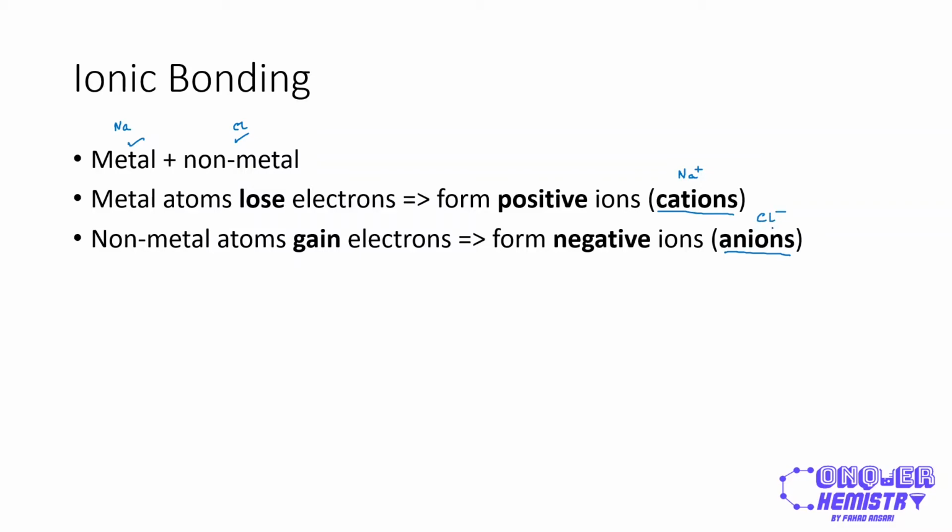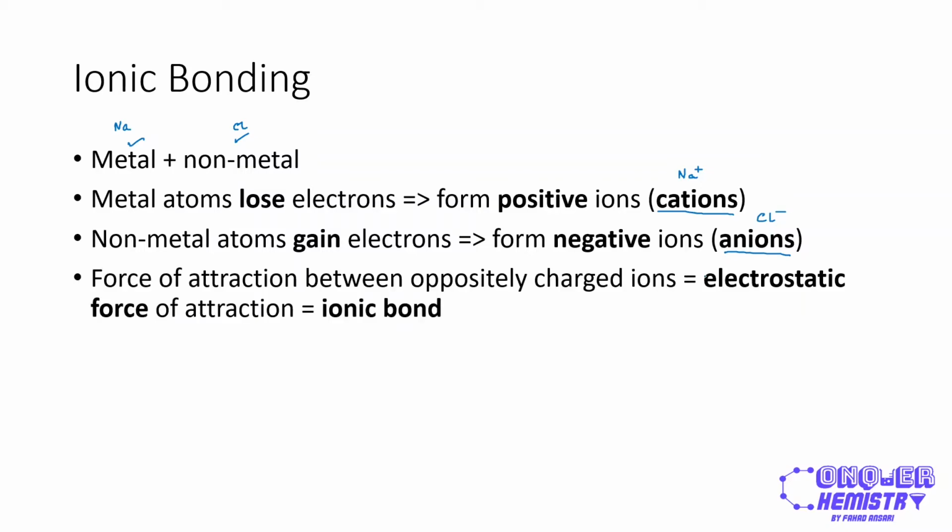So over here, the chlorine atom, the non-metal atom, it gained 1 electron to form a Cl negative ion with 1 negative charge. So the force of attraction between the oppositely charged ions which attract is called the electrostatic force of attraction. We call this electrostatic because these charges are not going anywhere, they are stationary, right? And this electrostatic force of attraction is called an ionic bond.